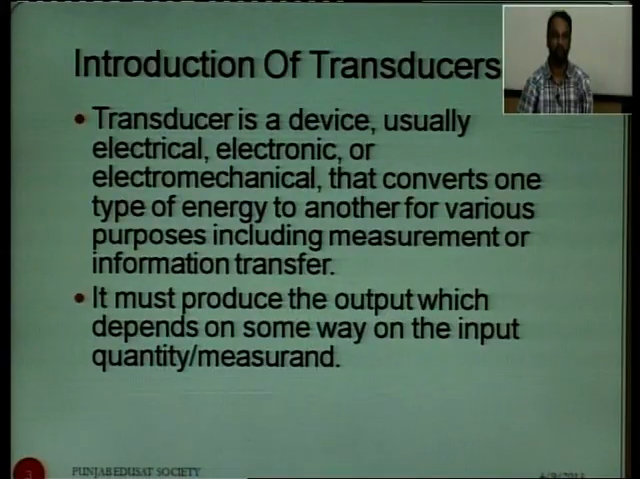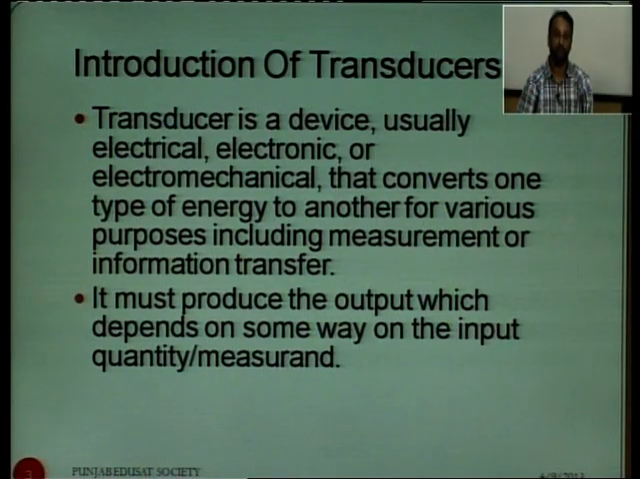As per the law of conservation of energy, energy can neither be created nor be destroyed, it can only be transformed from one form to another form. So, the basic principle of a transducer is that a transducer is a device, usually electrical, electronic or electromechanical, that converts one type of energy to another for various purposes, including measurement or information transfer. It must produce an output which depends in some way on the input quantity or measurement.